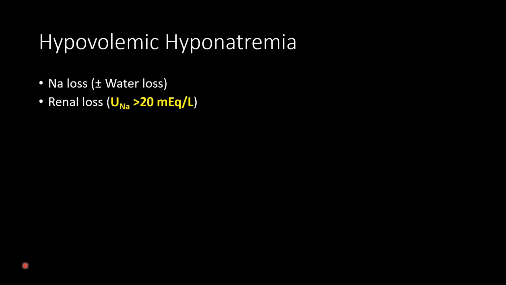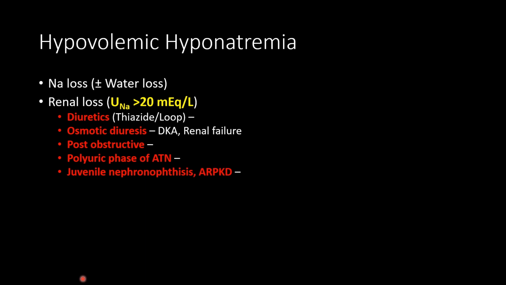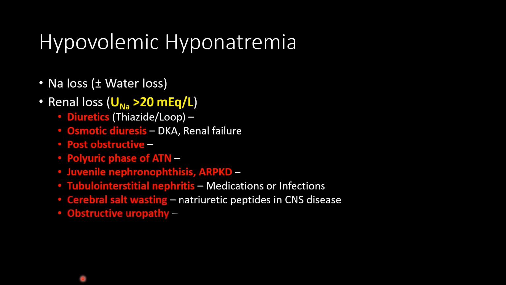So what are the conditions? Imagine diuretics. If you give diuretics, obviously that will lead to more sodium loss. Osmotic diuresis, conditions in which the urinary osmolality is higher, that's why the diuresis is happening, like diabetes or renal failure. Post obstructive diuresis, polyuric phase of acute tubular necrosis, juvenile nephronophthisis or autosomal recessive polycystic kidney disease, tubulointerstitial nephritis, cerebral salt wasting, obstructive uropathy, and proximal renal tubular acidosis. Basically, any pathology causing renal loss of sodium and water.